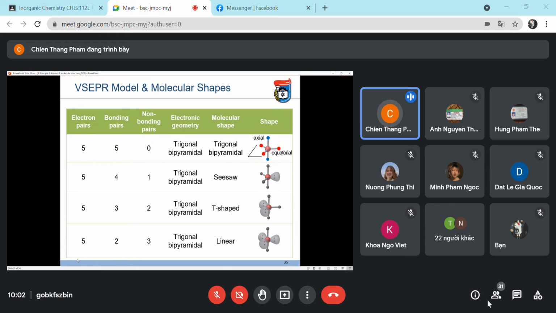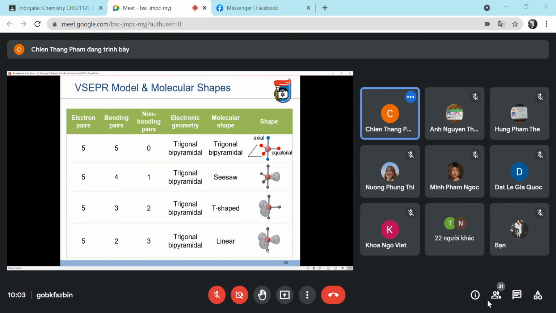Okay, for this one I cannot use a pen anymore, so I cannot draw here, so you must imagine by yourself. I'm not really sure why I could not use this option for the PowerPoint in this class. Okay, and in the case of 3 non-bonding pairs, all of them are in the equatorial plane, and now you can see the shape is linear, so it's only linear now.